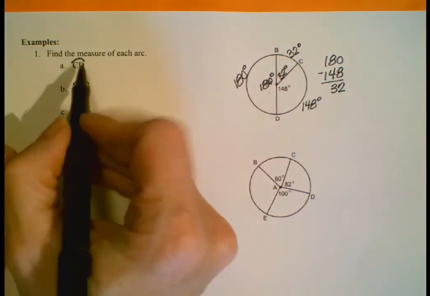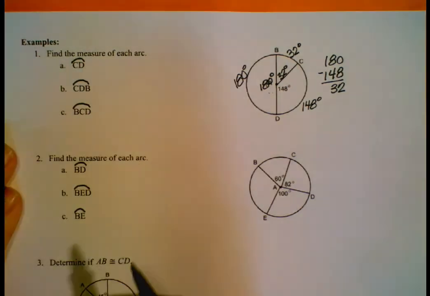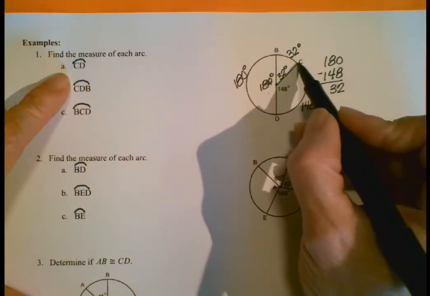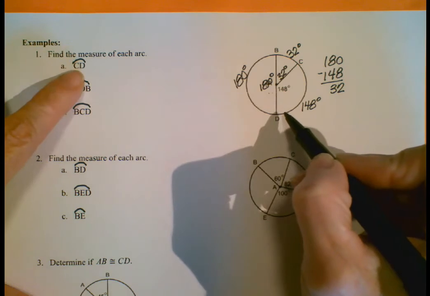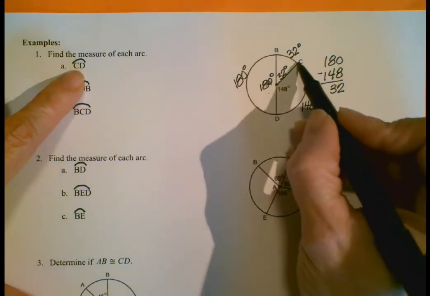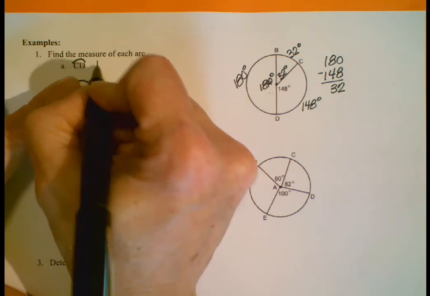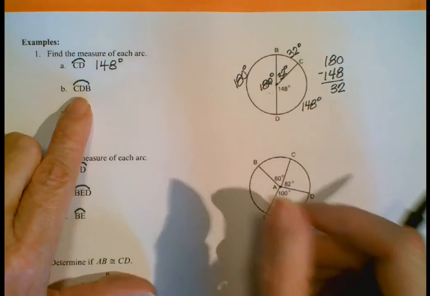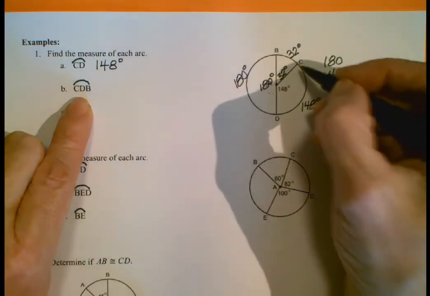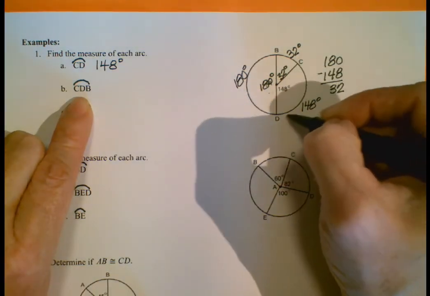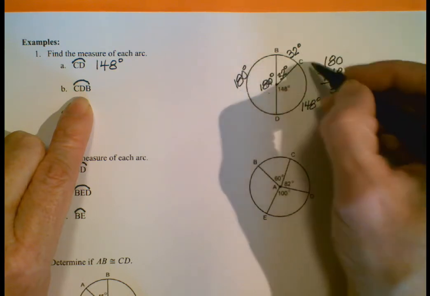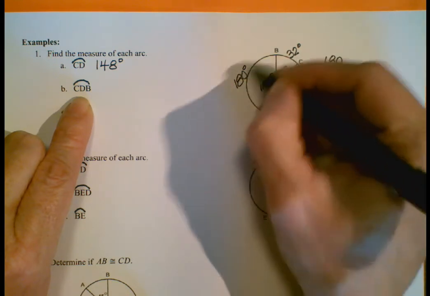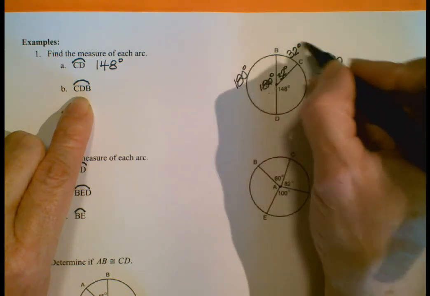Then it's just a matter of finding the correct values for the desired elements. In part A, we want the measure of arc CD. We know that's a minor arc from C to D because it only has 2 letters, so from C to D is 148 degrees. Looking at part B, we have a major arc. We're starting at point C, passing through point D and going all the way up to point B, which means we're almost completing a full rotation. We're almost going 360 degrees, but we're 32 degrees shy of that.